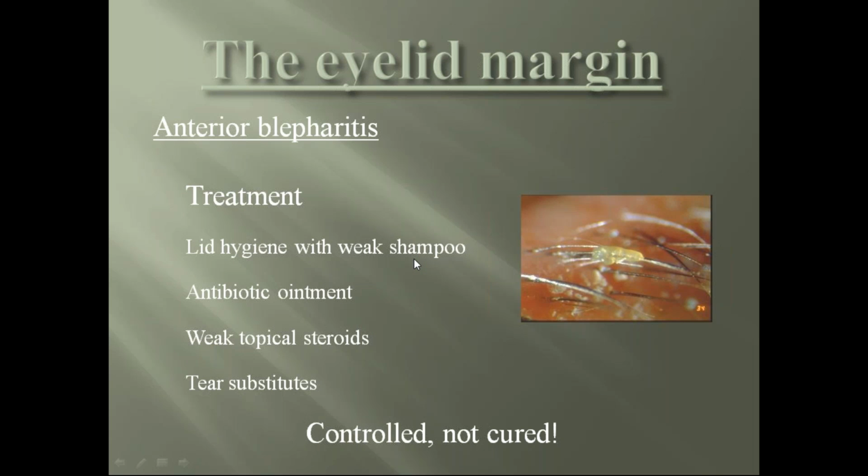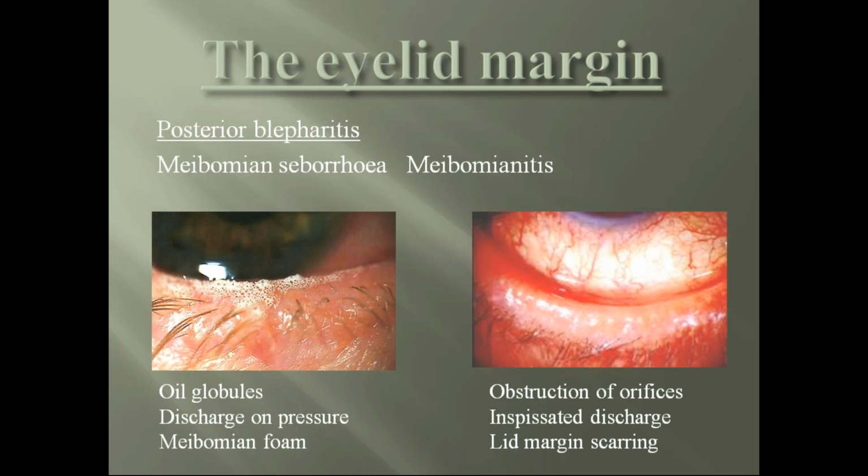How do you treat it? Treating anterior blepharitis is difficult because you can only control it, you cannot cure it completely. It's basically hygiene which you have to follow, and you have to prescribe antibiotic ointment, weak topical steroids, and tear substitutes. The treatment is not curative, it is just to control the symptoms. You can just suppress it, and maintaining lid hygiene is the priority.